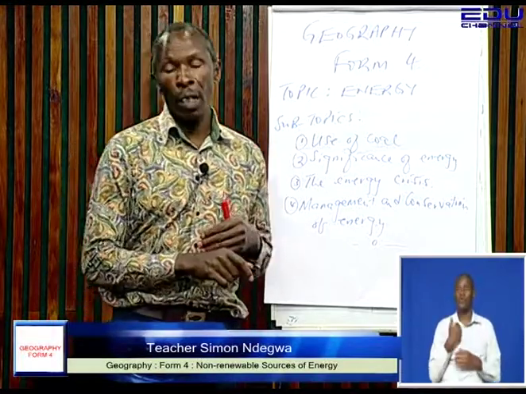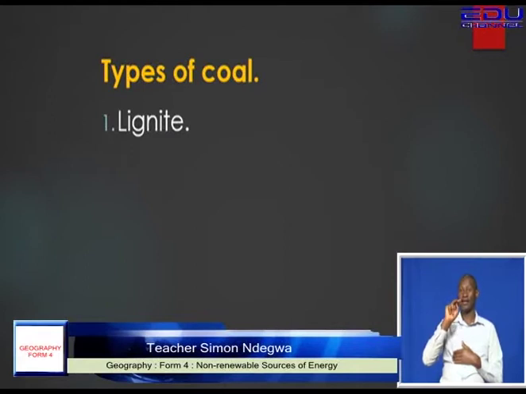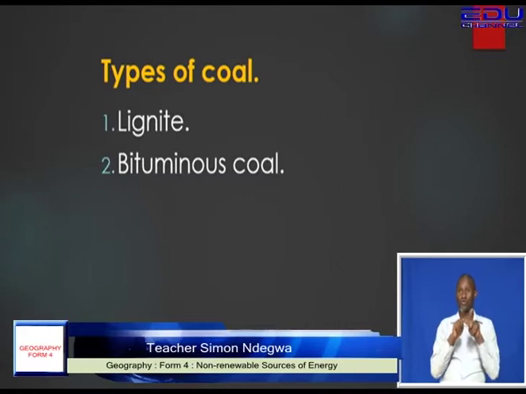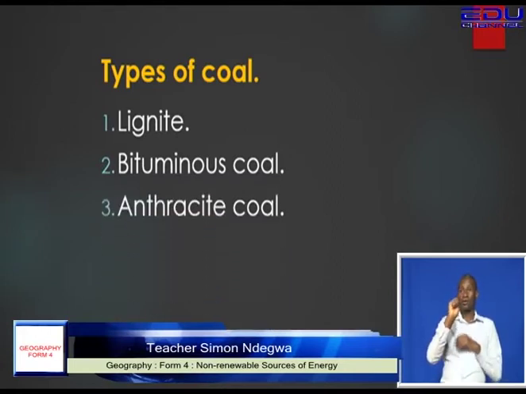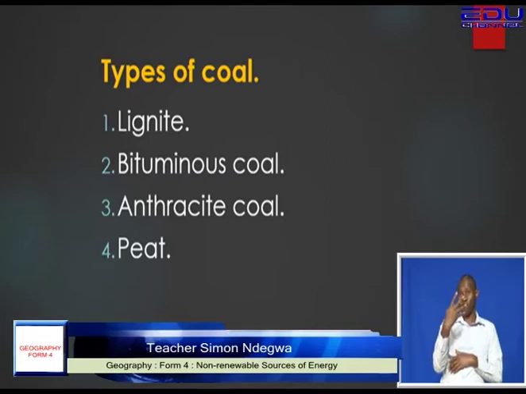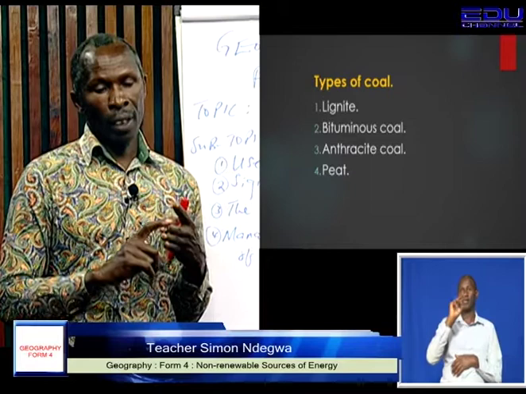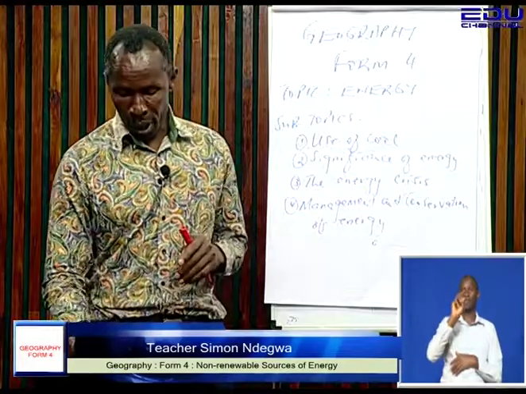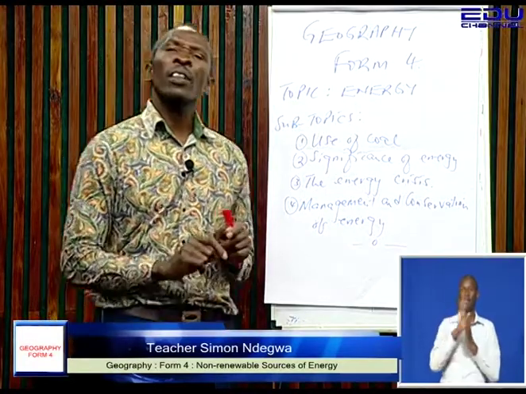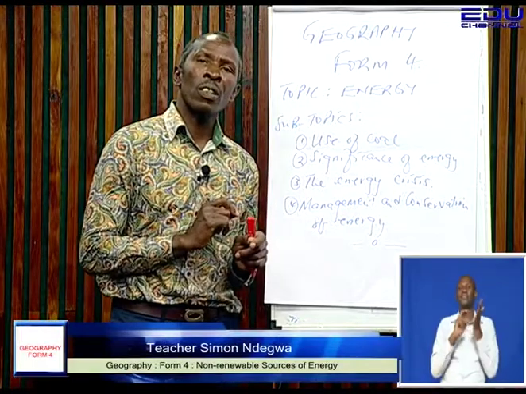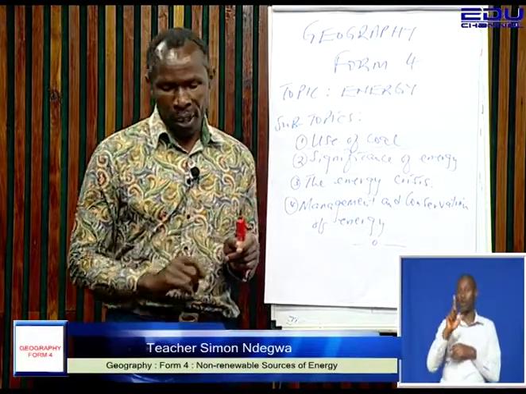We have the following. Number 1, lignite. It has got the highest percentage of coal, followed by what we refer to as bituminous coal. Thirdly, we have got what we refer to as anthracite coal. And lastly, we have got what we call peat. So we have got 4 types of coal that we need to remember: lignite, bituminous, anthracite, and peat. Very, very important.